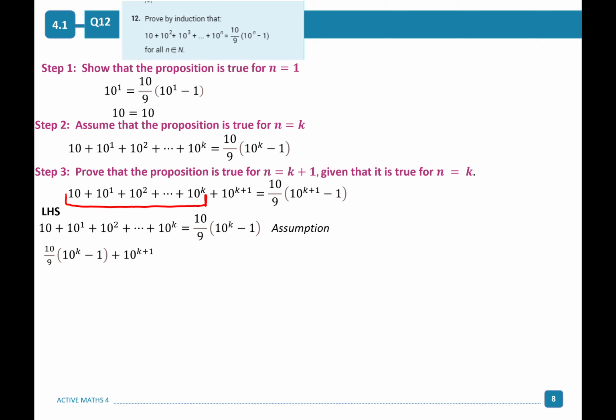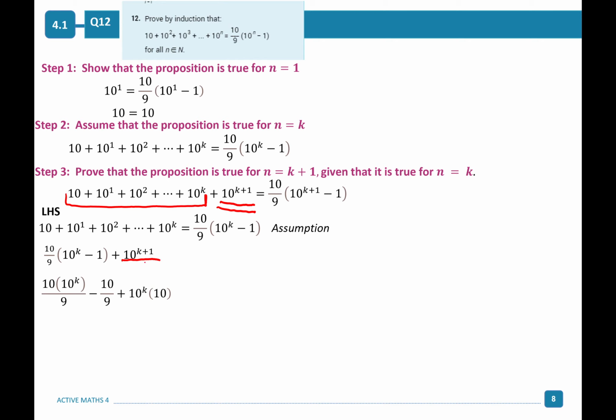This gives us 10 over 9 times 10 to the power of k minus 1, and then plus the term after this, 10 to the power of k plus 1. Let's simplify this. So I'm going to expand out my brackets. 10 over 9 times 10 to the power of k gives me 10 times 10 to the power of k over 9. 10 over 9 times minus 1 gives me minus 10 over 9.